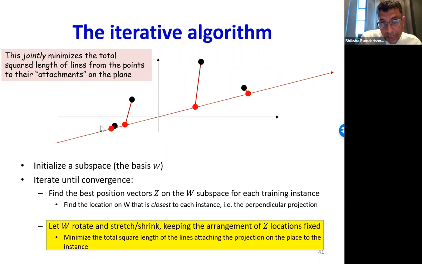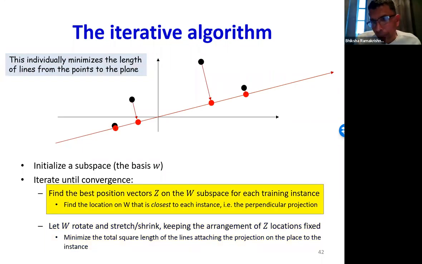Now I release the balls again, the red balls. What will happen to the red balls? Anyone? What will happen to the red balls if I release the red balls and let them slide along the line? They're going to slide to the new red point, to the closest point on the black line.